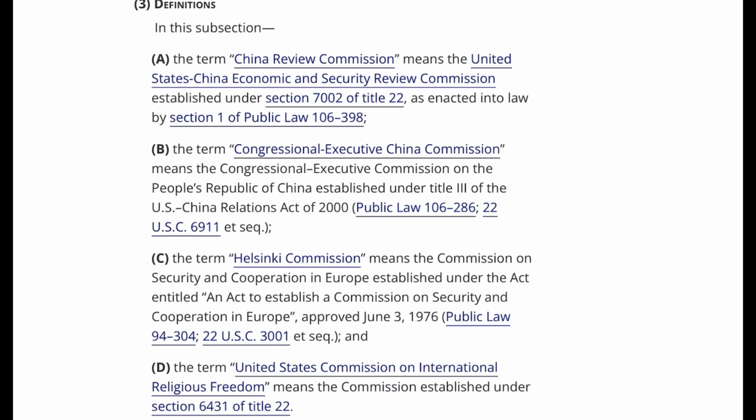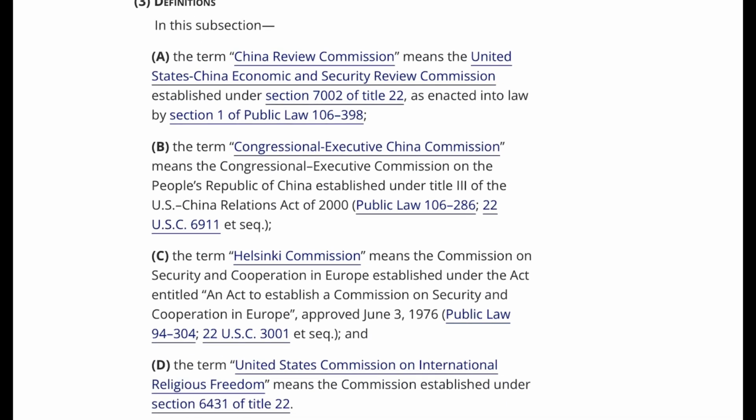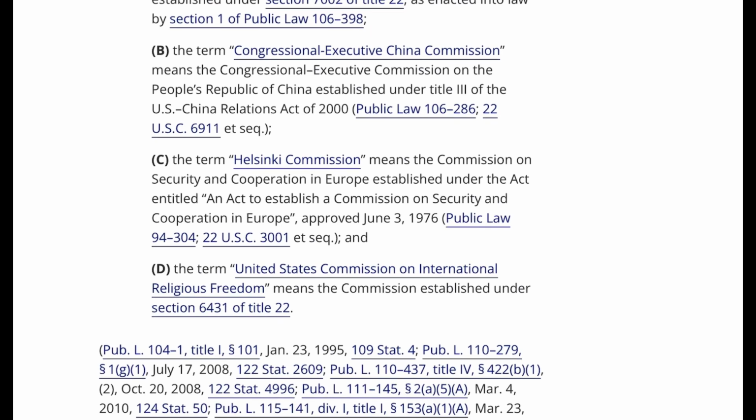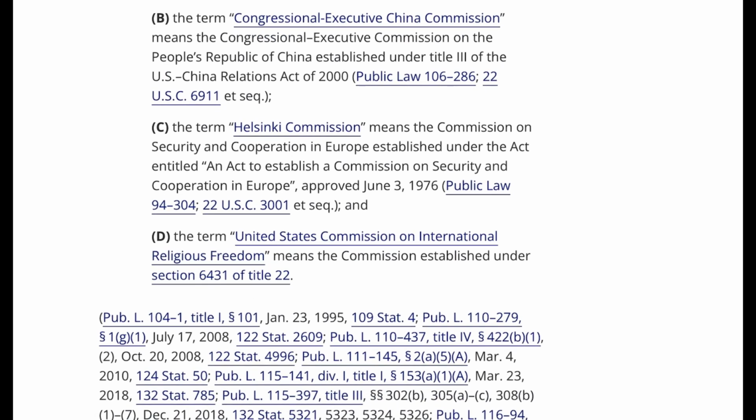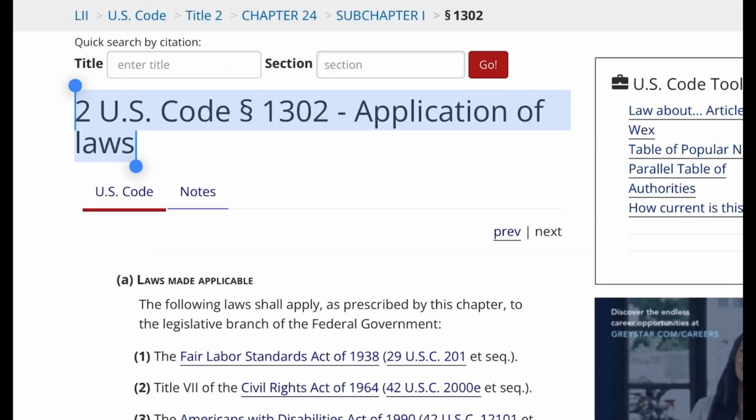6911 et seq. C. The term Helsinki Commission means the Commission on Security and Cooperation in Europe established under the Act entitled An Act to Establish a Commission on Security and Cooperation in Europe, approved June 3, 1976, Public Law 94-304, 22 U.S.C. 3001 et seq. And D. The term United States Commission on International Religious Freedom means the commission established under Section 6431 of Title 22. 2 U.S. Code Paragraph 1302, Application of Laws.